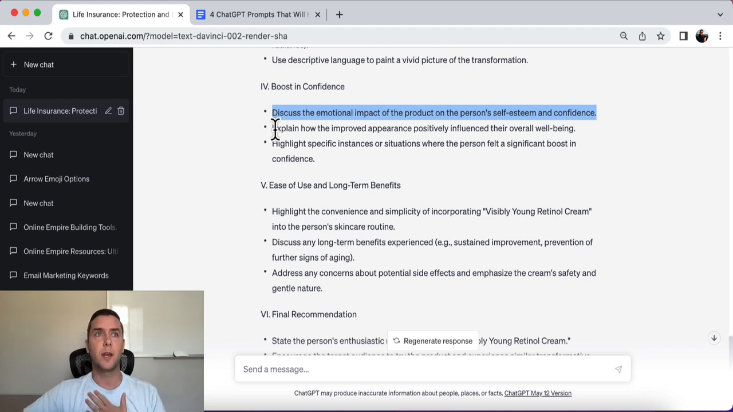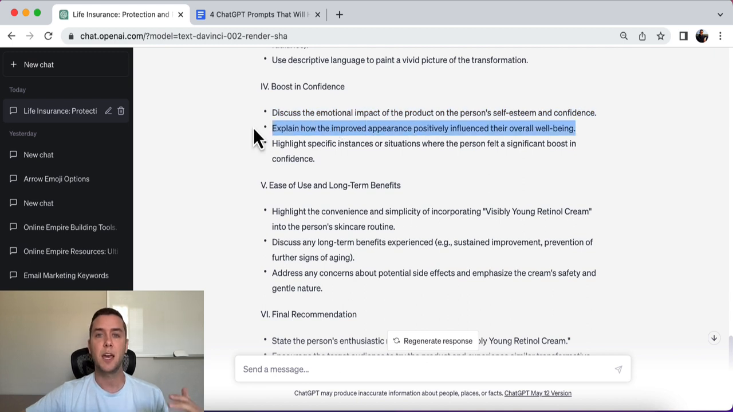Now, at least what I've noticed with testimonials is, if I ask for a testimonial, or if people leave reviews for my products or services that I've sold in the past, typically they are not the most persuasive. They are pretty general. They're pretty short. They're just not as good. This hits the nail on the head with what you need people to do with a testimonial, which is talk about the emotional impact of the product on their life, on their self-esteem or their confidence in this case.